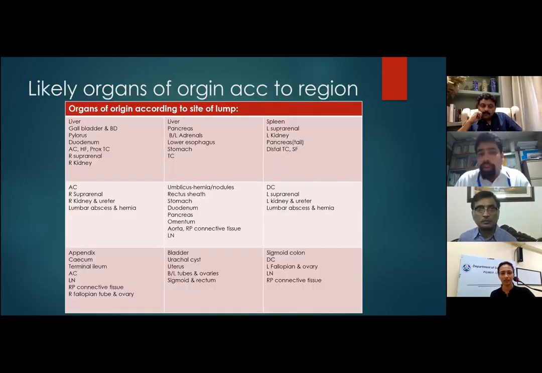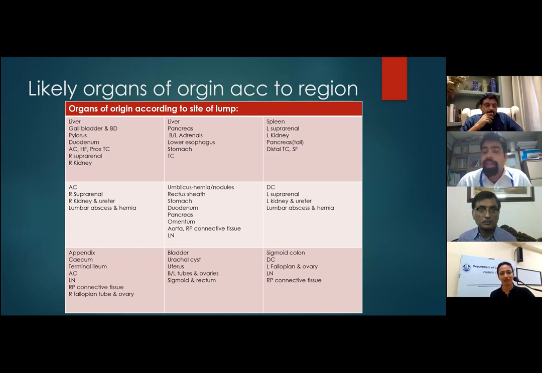So coming to the organ of origin. This is an exhaustive list of organs according to the region. A good way to think of it is to think of the organs present in that particular region. For example, when you're talking about, say, the right hypochondriac region, you can think of all the organs lying within that, so that you can give a differential. The organs which lie there are the liver, gallbladder, bile ducts, the hepatic flexure.